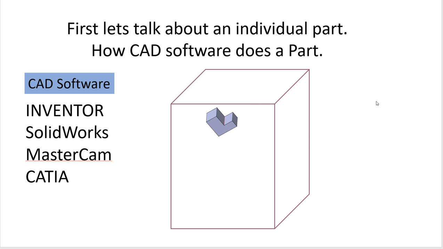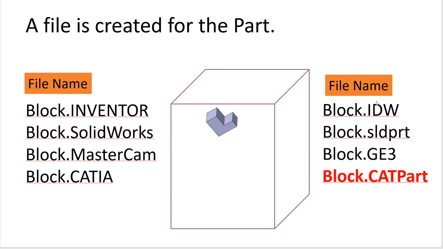But before we talk about assemblies, let's talk about how any CAD software does individual parts. So whether it's Inventor, SolidWorks, Mastercam, or Catia, how do they handle an individual part? Well, they have to create a file to hold the geometry for the part. And depending on the CAD software, the file names will be a little different. In the case of Catia, the file format is called a .cat part.